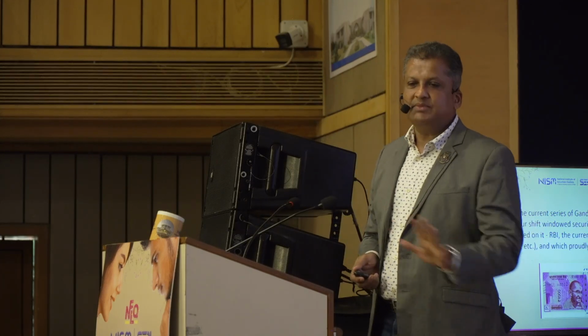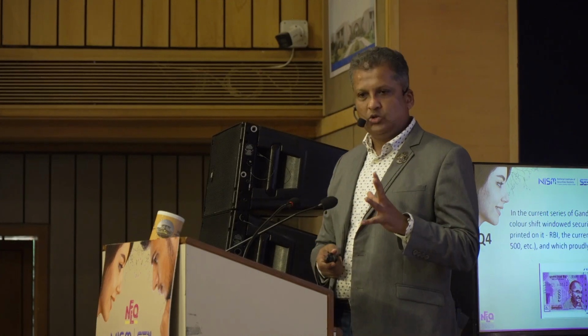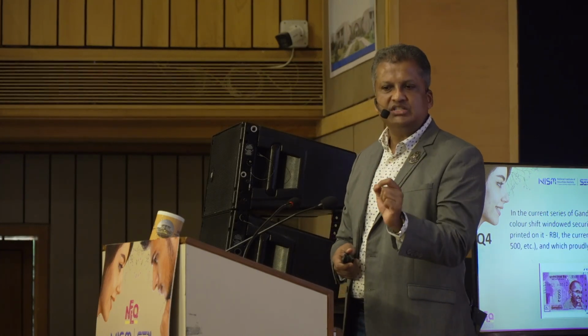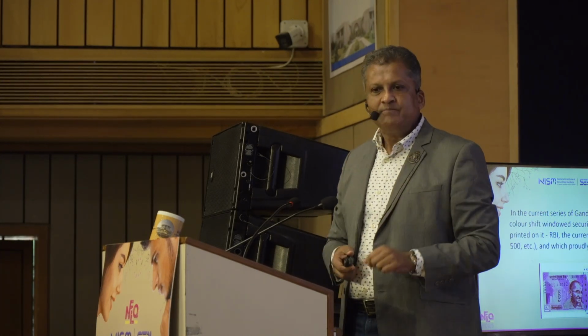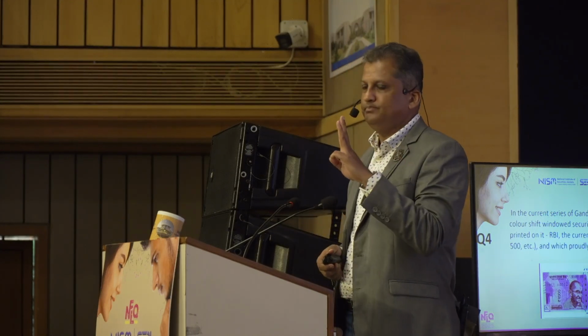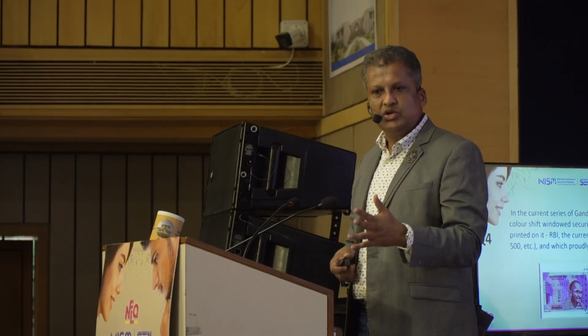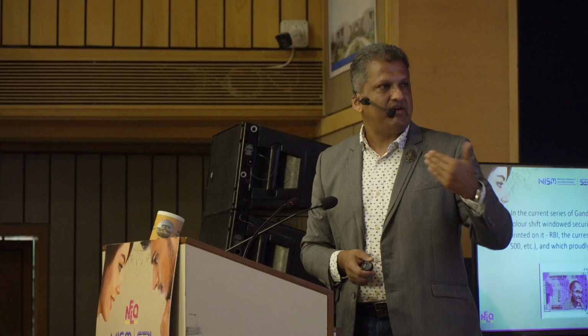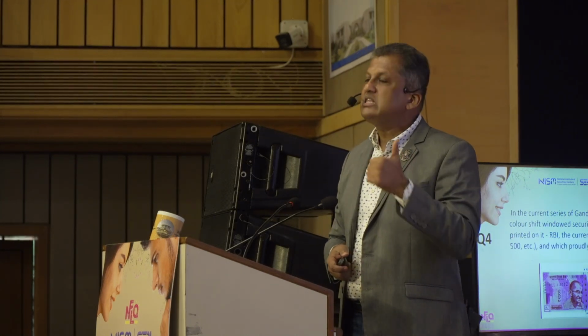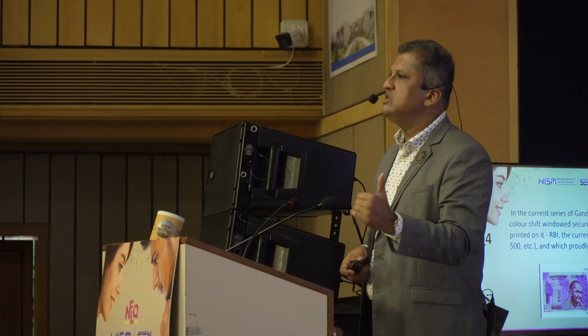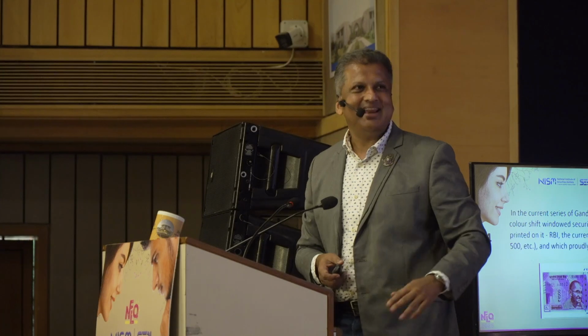Coming back to something more local. In the current series of Gandhi rupee notes, the color shift windowed security thread, which I have circled, has 3 words printed on it. One is RBI, the Reserve Bank of India. The second is the currency denomination. So a 2000 rupee note, a 500 rupee note will have 2000 or 500 printed on it. What is the third word? And there's a clue, which proudly Indian word is printed on it in Hindi. Don't peer at it, it's not there, I have made sure of that.